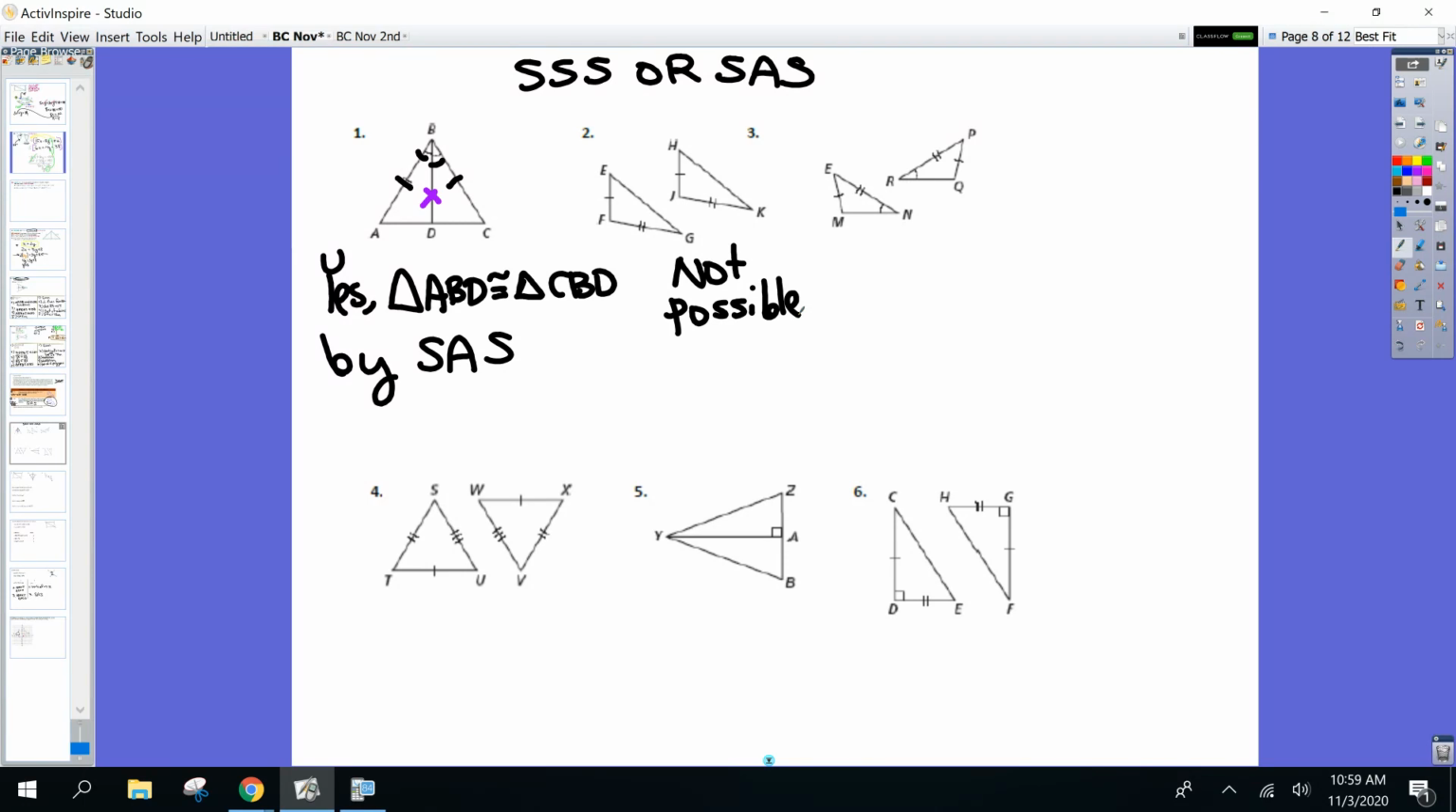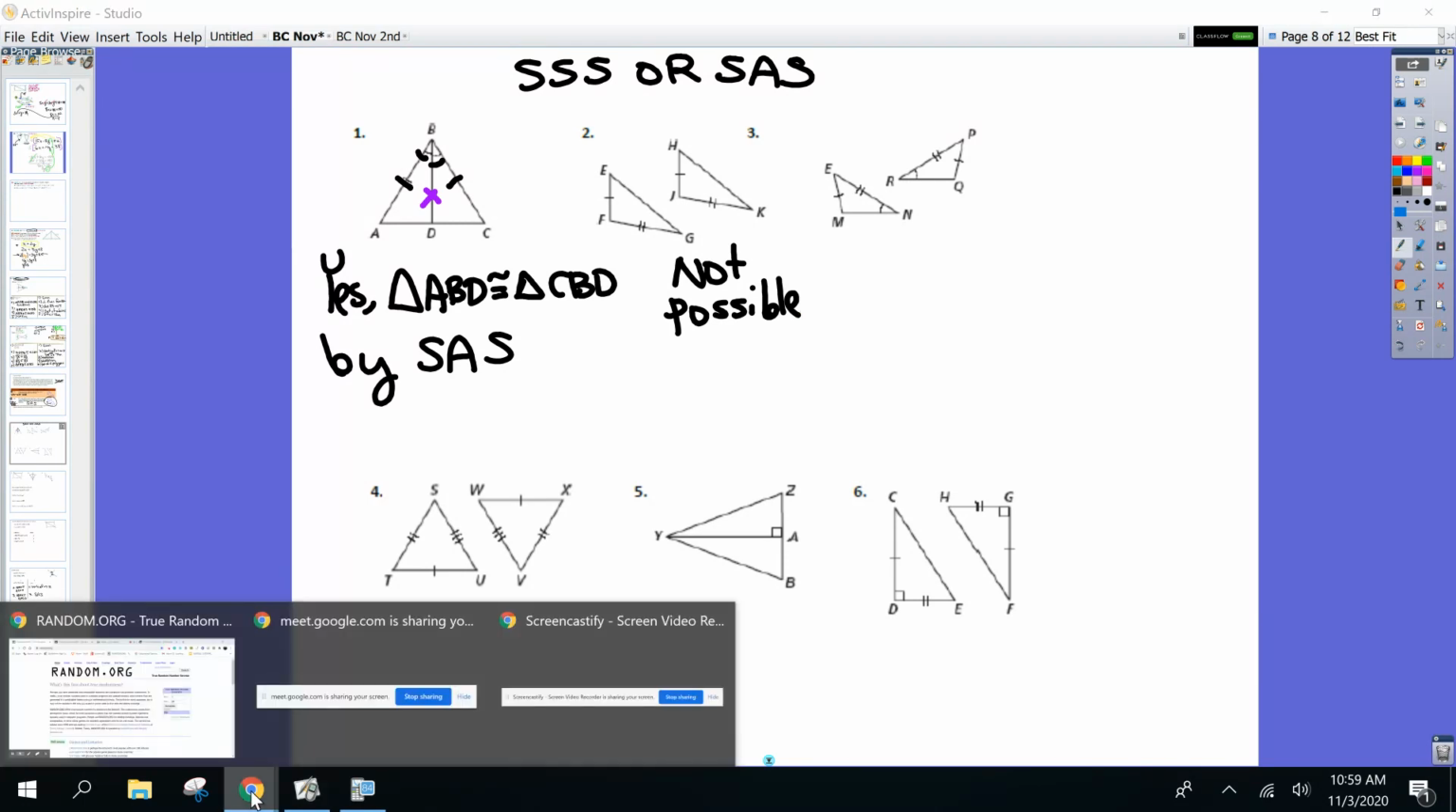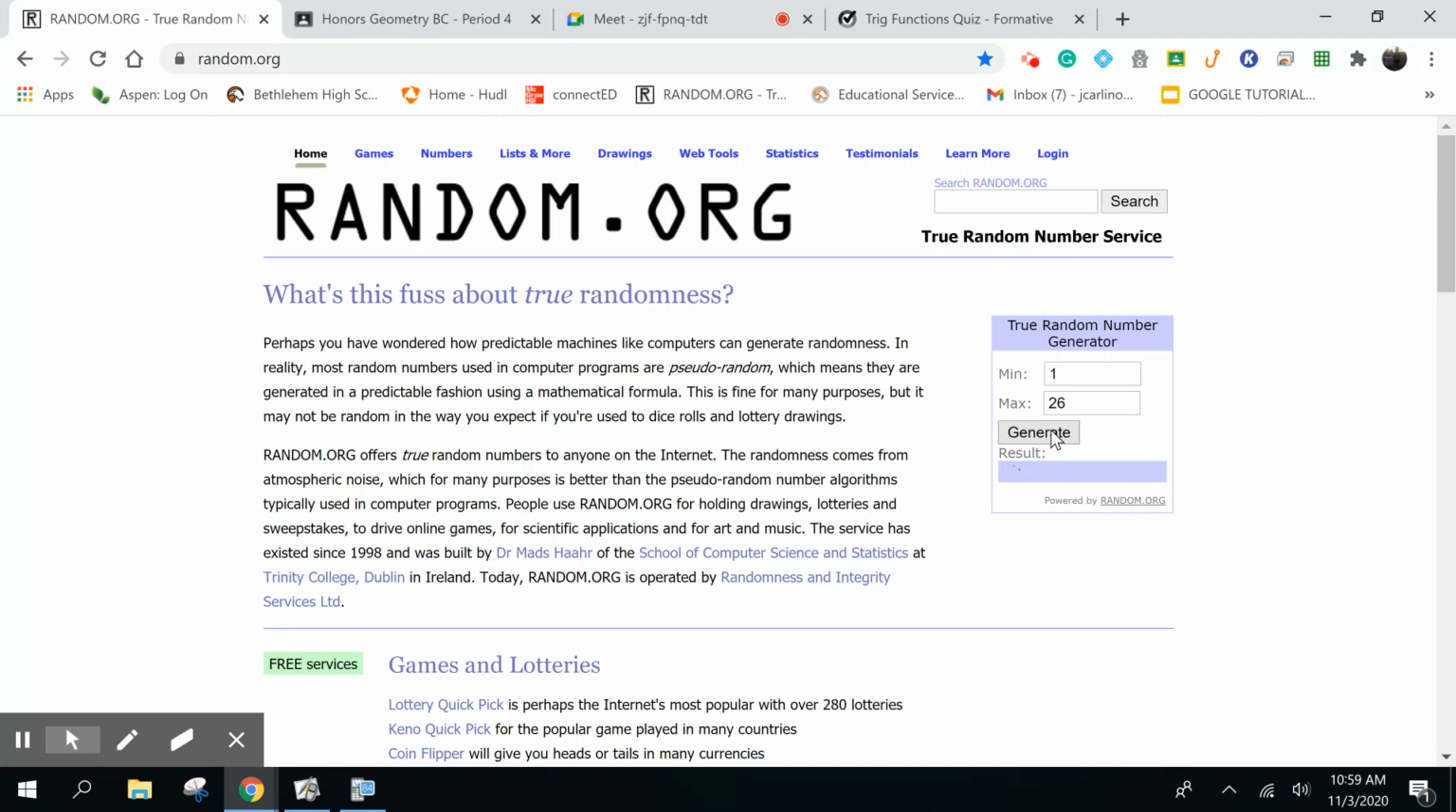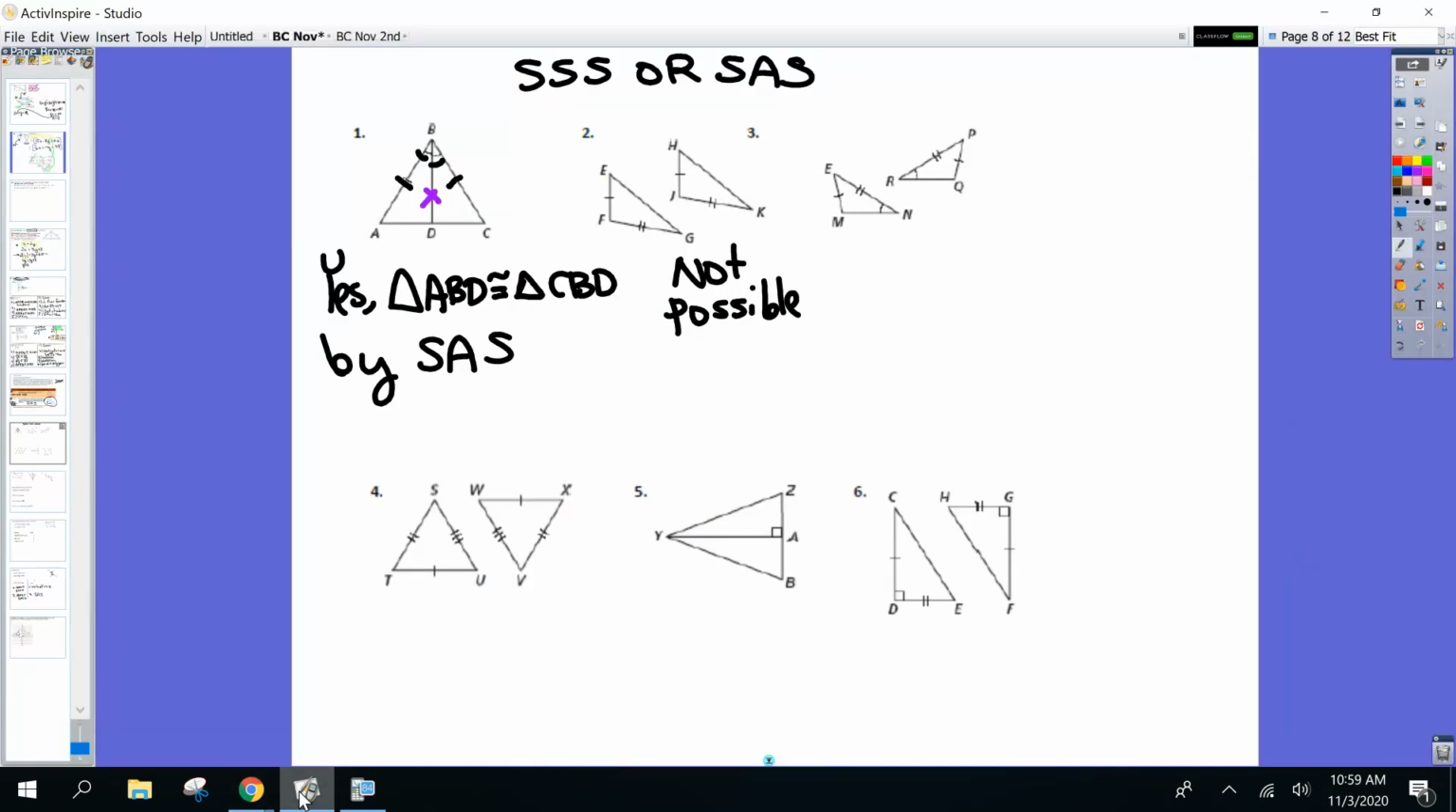What do you think about number 3? Anybody have any thoughts on number 3? Quincy, take a look at the diagram for number 3, all that info I had given you. What are your thoughts? Congruent or not? Congruent. Why? For what method? What method are you going to use? Side, side, side, or side, angle, side? Probably side, side, side, because there's already two.